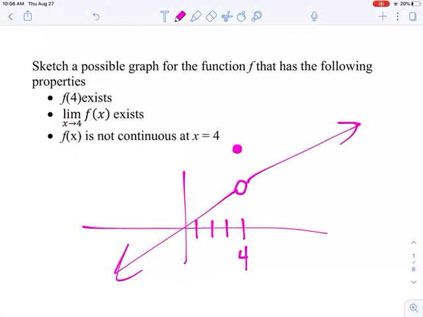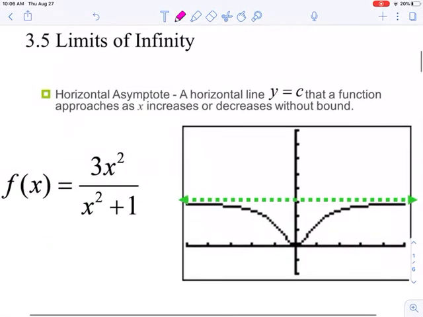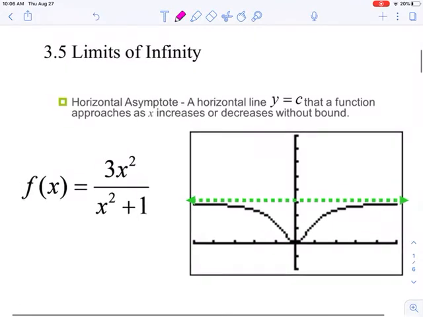Your graph should look maybe something like this. Here, the limit exists at 4. If your function value is somewhere else, then we have the function value exists, the limit exists, but this function is not continuous. Go ahead and press pause.